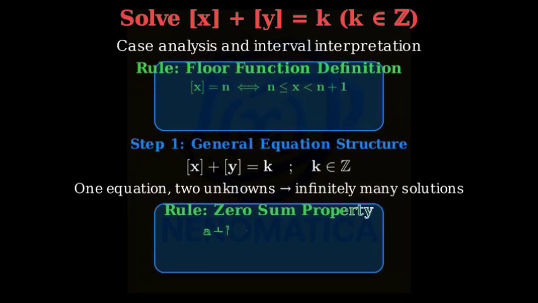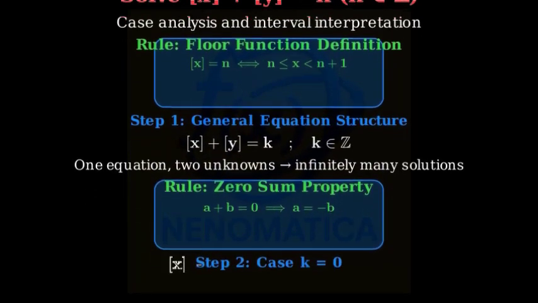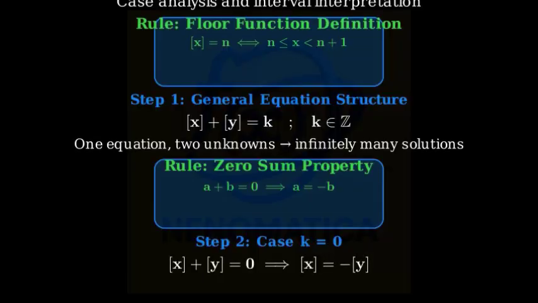Step 2. Case 1, k equals 0. Use the zero-sum property. a plus b equals 0 implies a equals negative b. Here, that gives floor x equals negative floor y.